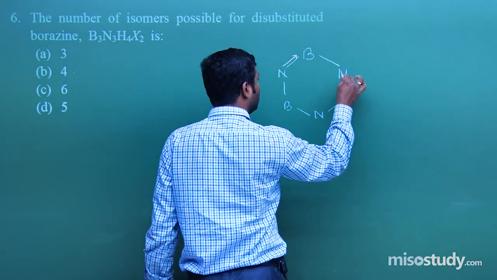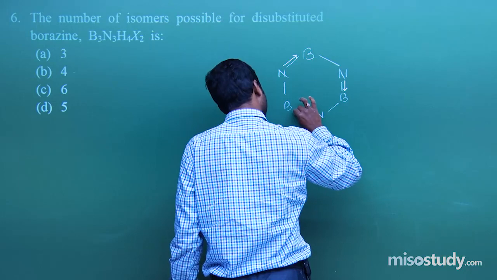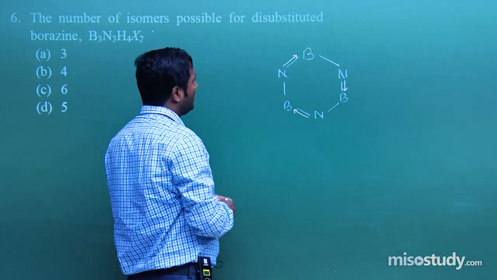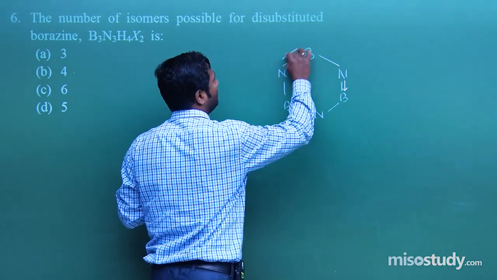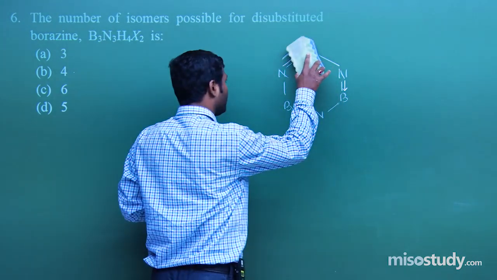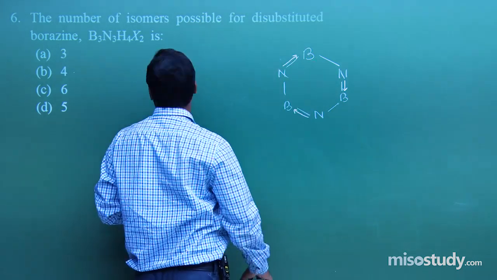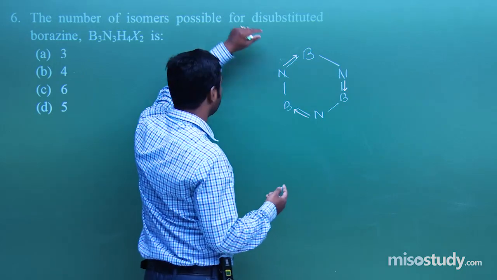Now this one, now this one, and now this one. Clear to you? Now in your book this one is not written, it is written like this bond. So don't get confused, this is a coordinate linkage. Clear? Now what is N3? This is B3N3. Now H4X2.